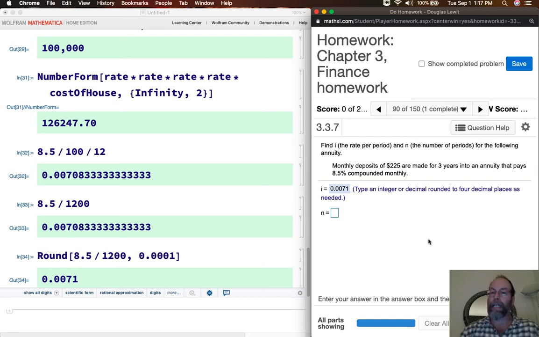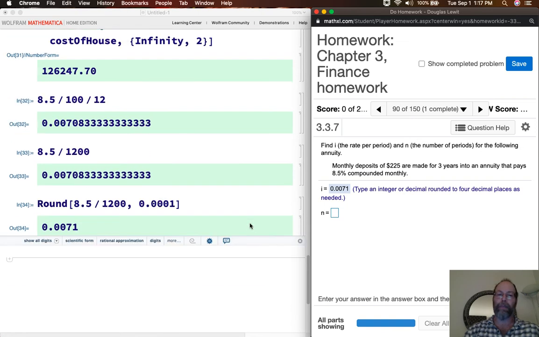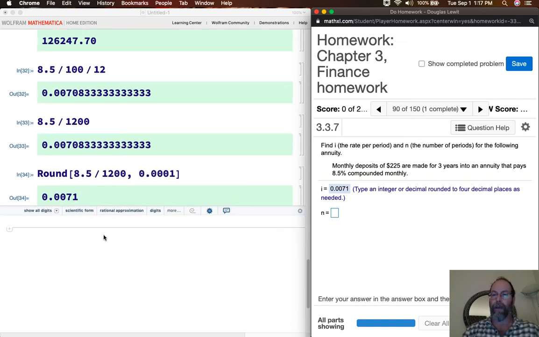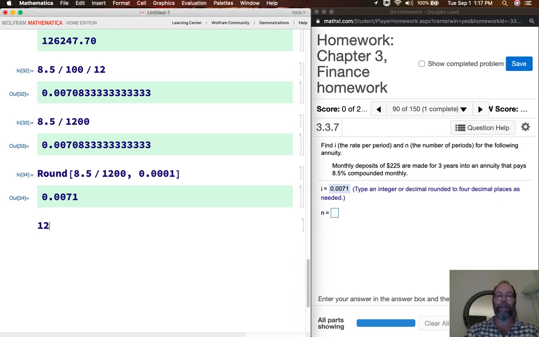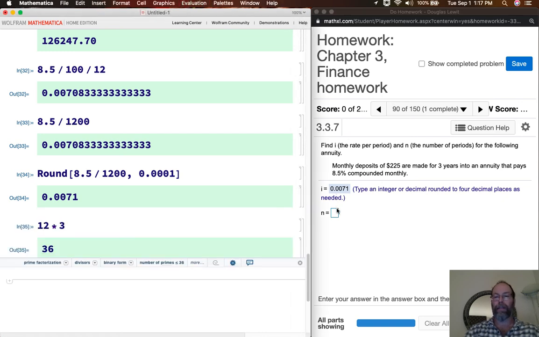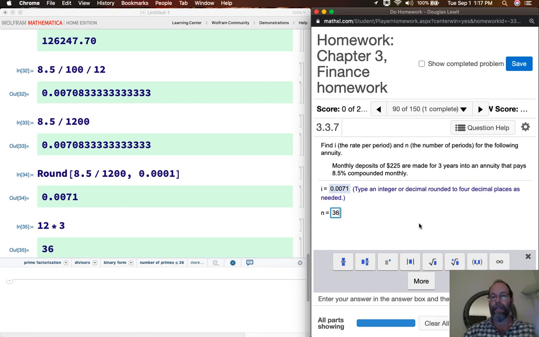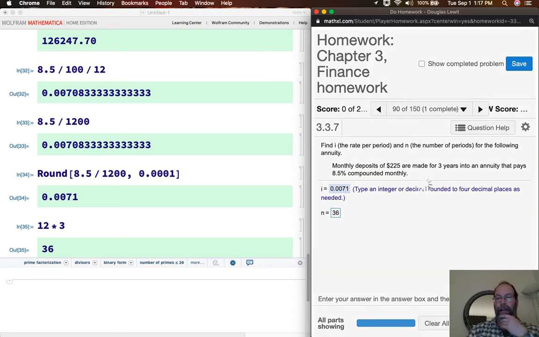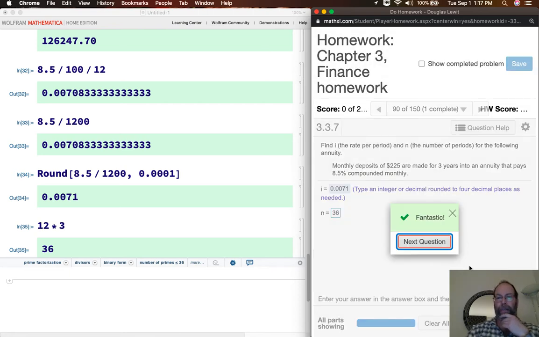And 3 years. So what is n? Again, this problem isn't that big a deal. So n is simply going to be, well, we have 12 months times 3 years. That's 36. So n is equal to 36. Okay, so that's really not a big deal.